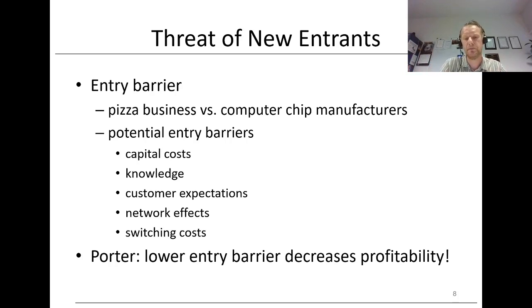Obviously, if in an industry there's a lower entry barrier, then it will decrease the profitability, right? Because it's easy to enter the market and to take part of the cake.